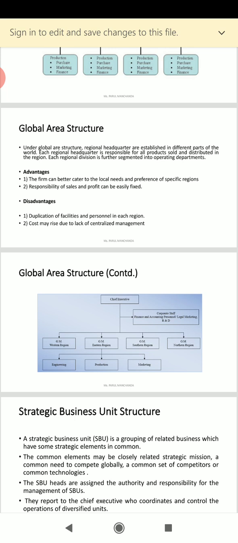Now when we're talking about the disadvantages, there is the duplication of facilities and personnel in each region, right? What is happening here, if you see the diagram, is that you have a general manager for the western region, eastern region, and likewise, right? Under this you will have somebody heading the specific cities in these regions, right? And this is followed for all the major regions, so there is duplication happening.